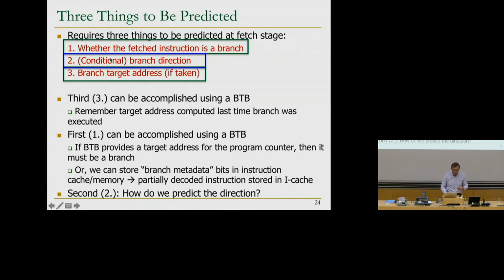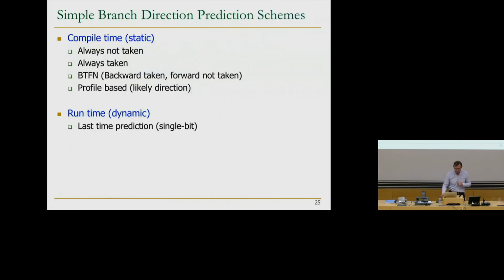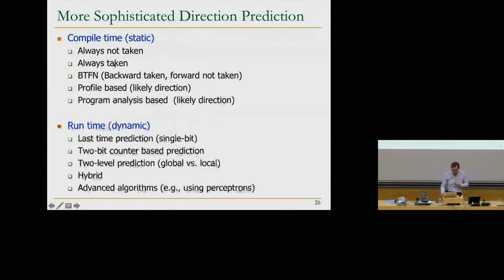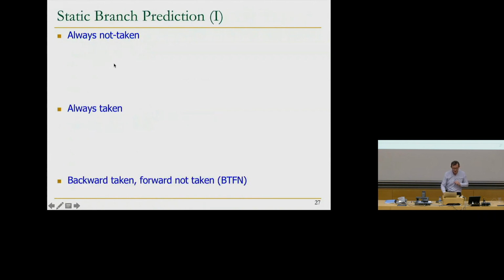So now let's concern ourselves with how do you actually predict the direction of the branch? This is the hardest part, actually. So we're going to talk about some direction prediction schemes. Some of them are static, compile time. I say compile time, even though the hardware does it, the compiler actually plays a role by reordering the code to make these very effective. And some of them will be runtime. And we will see the runtime ones are actually much better than these static ones. Okay, so let's start with the static ones.